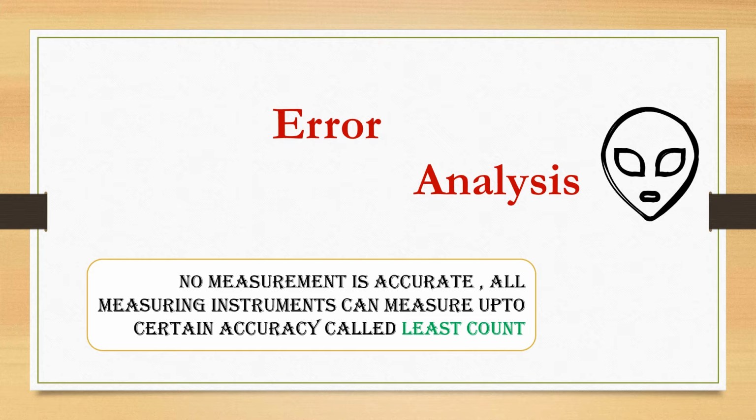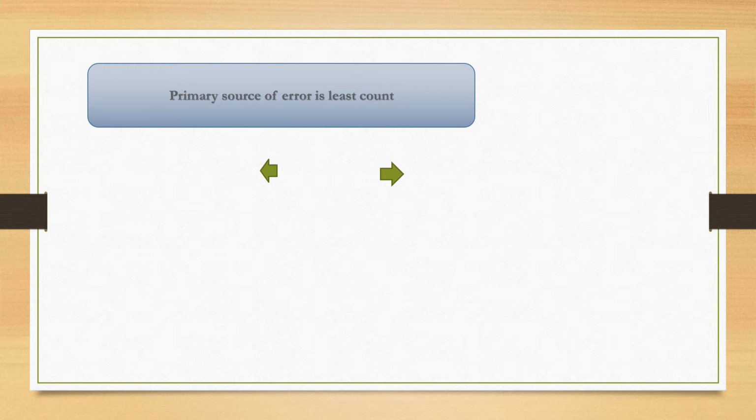Different measuring instruments have different least counts. For example, a millimeter scale has a least count of 1 millimeter, a centimeter scale has a least count of 1 centimeter. Below that value, it cannot identify the accurate value. That's called the least count. It is a major cause of errors in devices. The primary source of error is the least count.